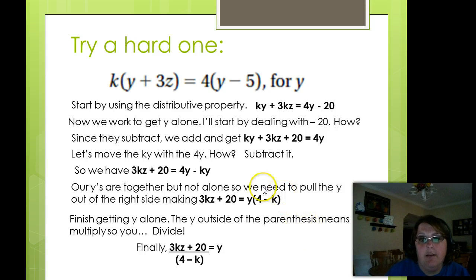So that was a tough one. This step right here is what got me for a minute, but once I realized what I needed to do, it was a little easier.